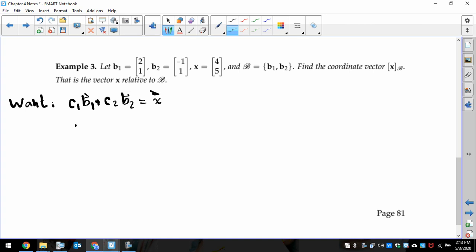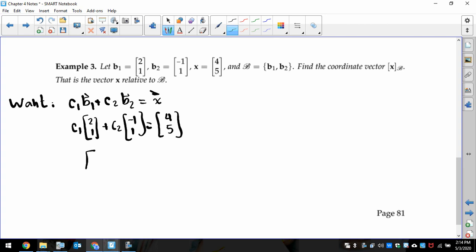Well, let's replace everything that we know. We know b1, we know b2, and we know x. Hey, this is coming full circle. We've done something like this before. We've been looking for the combination of the two vectors.